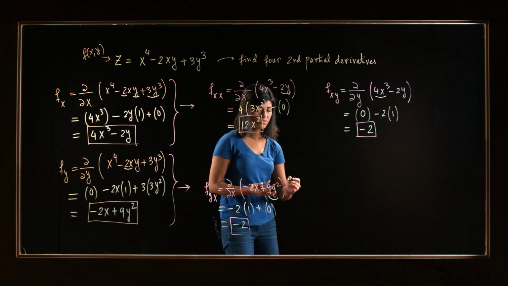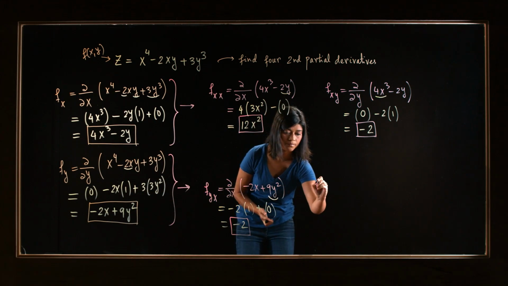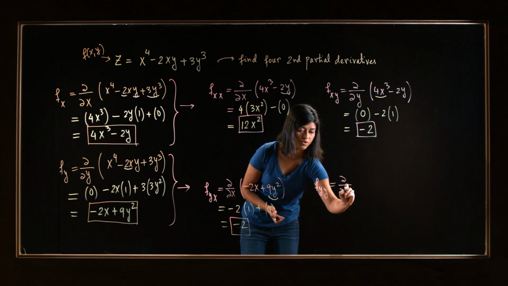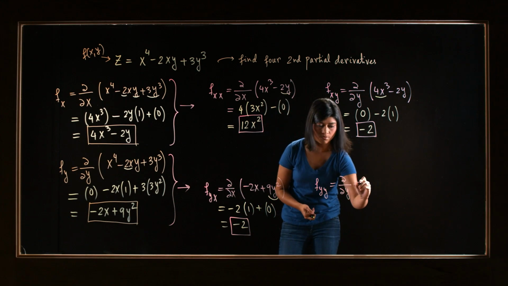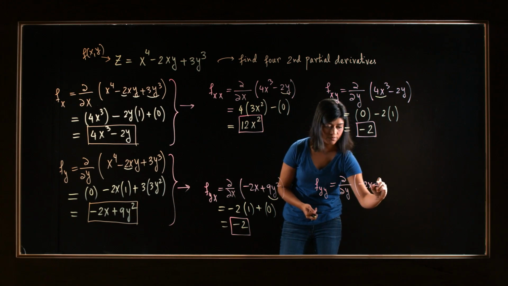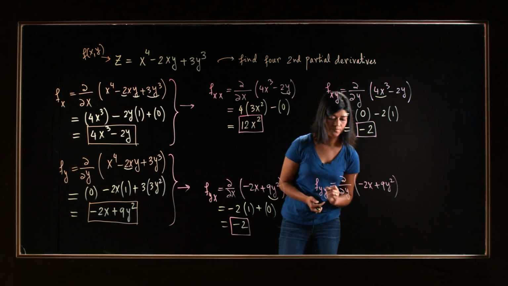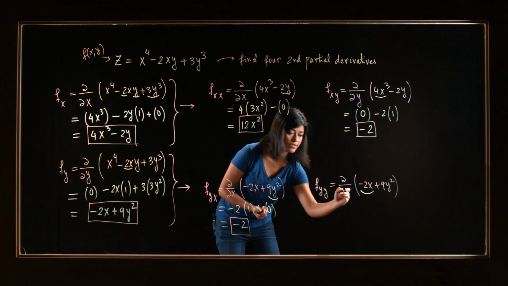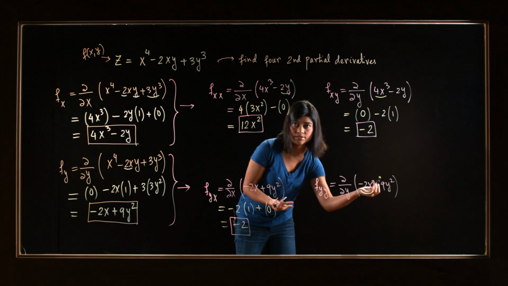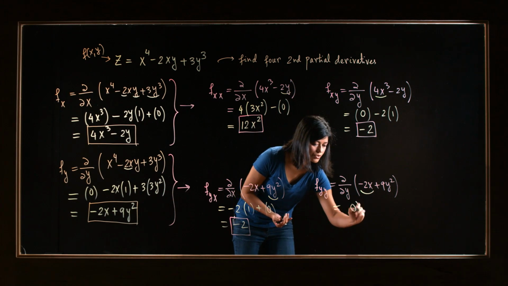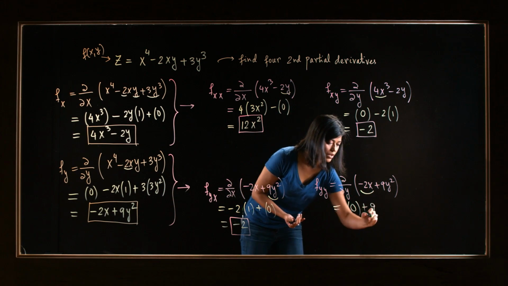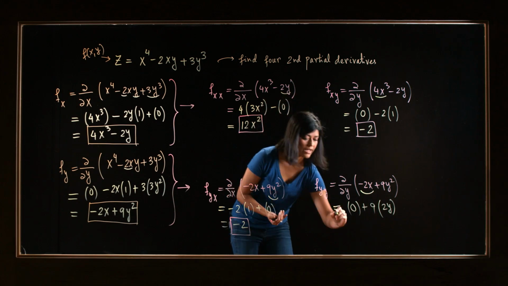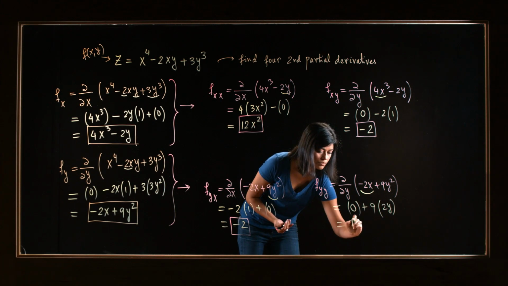Finally, we compute fyy, and that is the partial derivative with respect to y of fy, that is negative 2x plus 9y squared. In this case, the first term, the entire thing is a constant because this is with respect to y and this has no y. So the derivative is 0. Second term, pull out 9, the derivative of y squared is 2y. So the answer is 9 times 2, 18y.